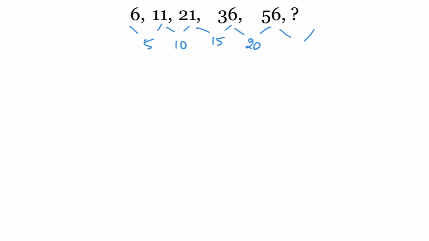And the next difference, if you see, differences are 5, 10, 15, 20. Next difference is 25. 56 plus 25 is 81. So the missing term is 81.